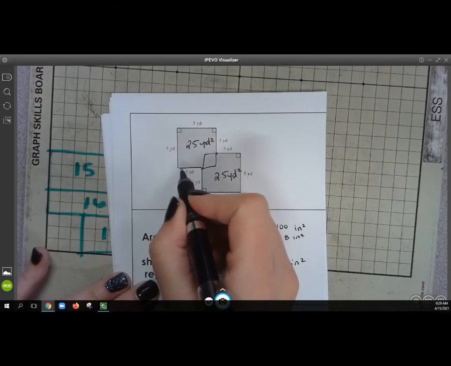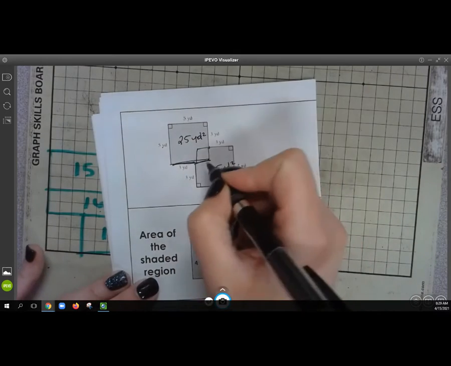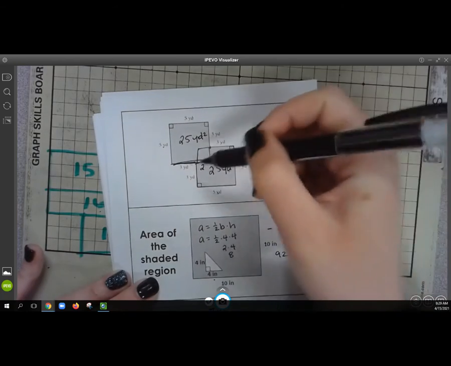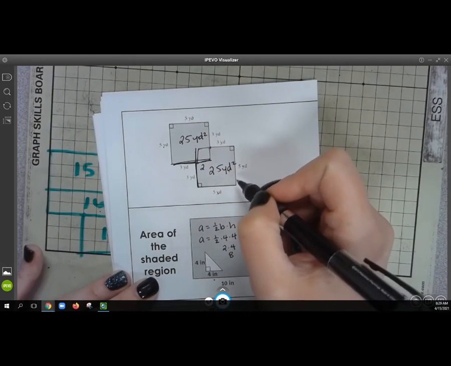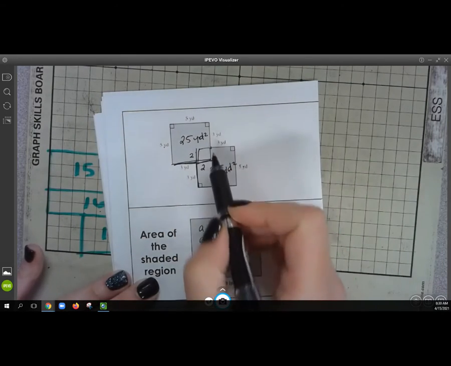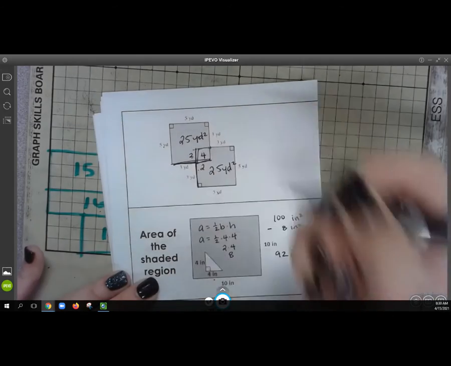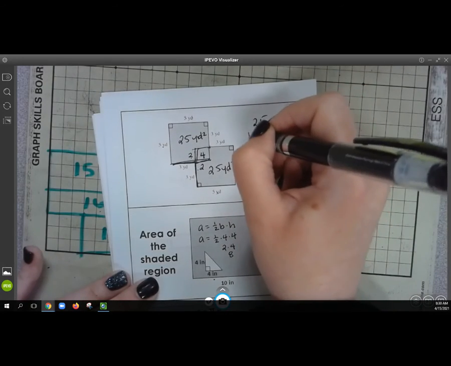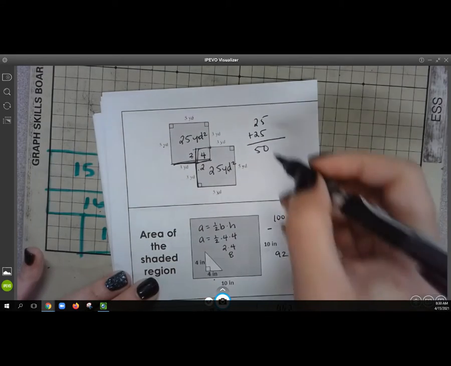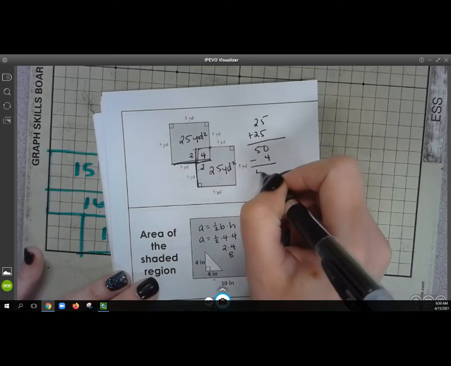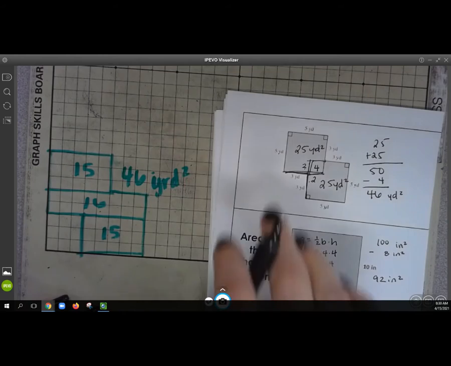Well, this is 3 yards, and this whole side has to be 5. So I know that this is 2. Same thing here. I've got 3 yards. The whole thing is equal to 5, so this must be 2. So the area of this inner square is 2 times 2, or 4. So I would do 25 plus 25, and then subtract 4 square yards one time. Does it match up with what we got previously? Sure does.